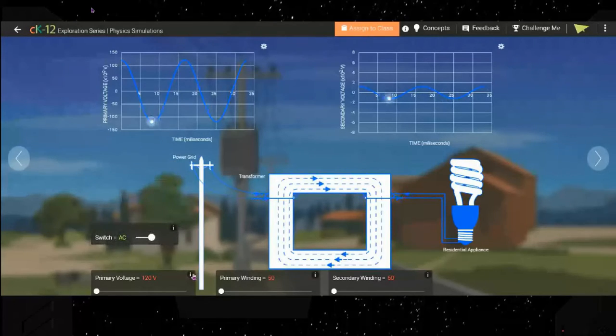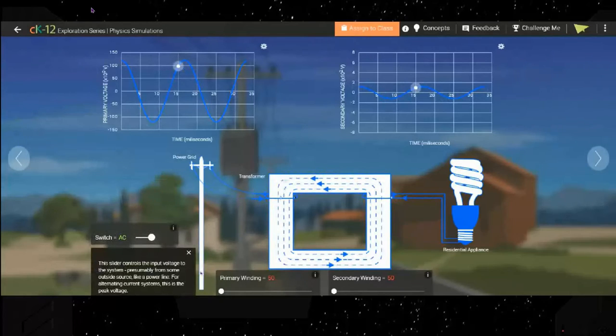The next one is primary voltage. This slider controls the input voltage to the system, presumably from some outside source like a power line. For an alternating current system, this is the peak voltage.